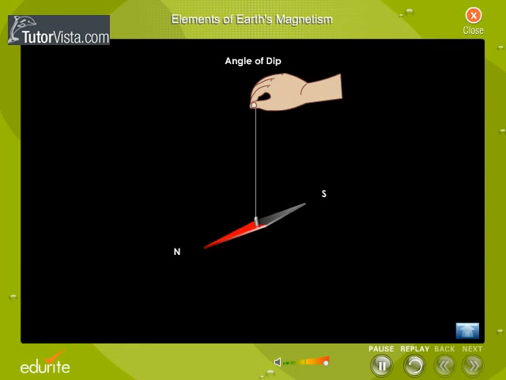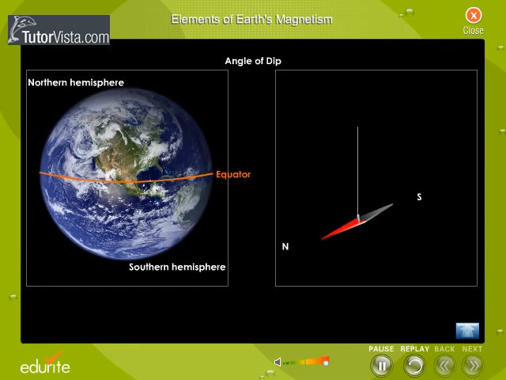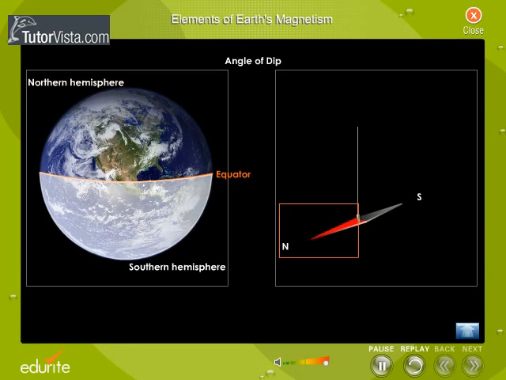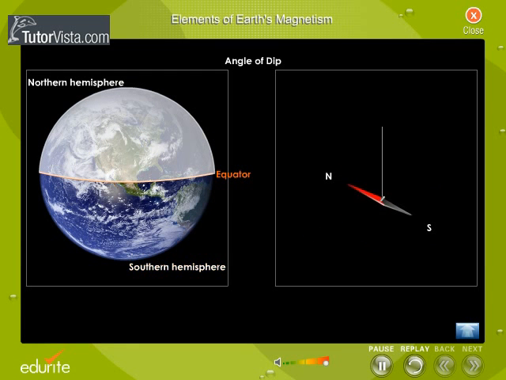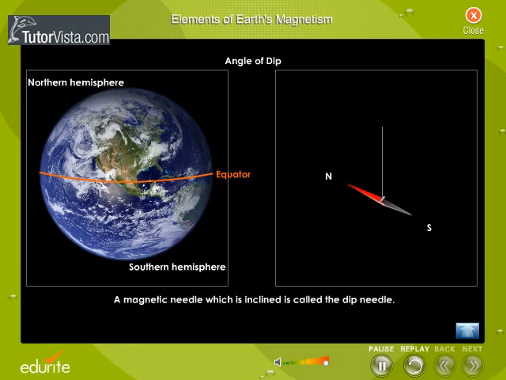Angle of dip. When a magnetic needle is suspended freely about its center of gravity in such a way that it is free to rotate in a vertical plane, then in a steady state the needle dips down with respect to the horizontal. It has been found that in the northern hemisphere, the north pole of the magnetic needle inclines downward, whereas in the southern hemisphere, the south pole of the needle inclines downward. A magnetic needle which is inclined is called the dip needle.